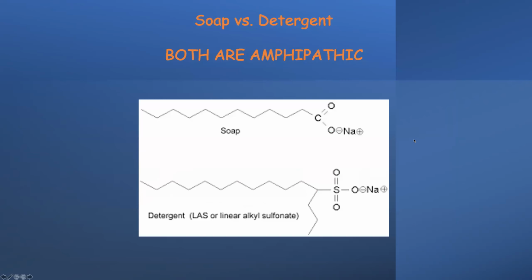So you might ask, what's the difference between a soap and a detergent? Well, there's not much difference. They're both amphipathic molecules. They both clean in the same way. They both have long hydrophobic tails, but they differ in their hydrophilic heads. And one of the reasons for using a detergent rather than a soap is that they don't precipitate cations like calcium as much as soaps do. So in hard water, detergents are more effective.